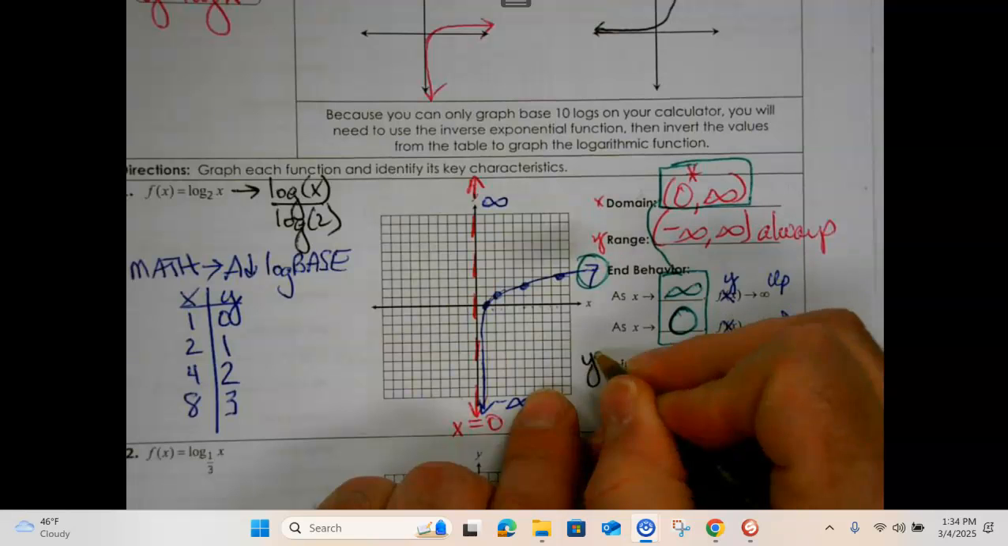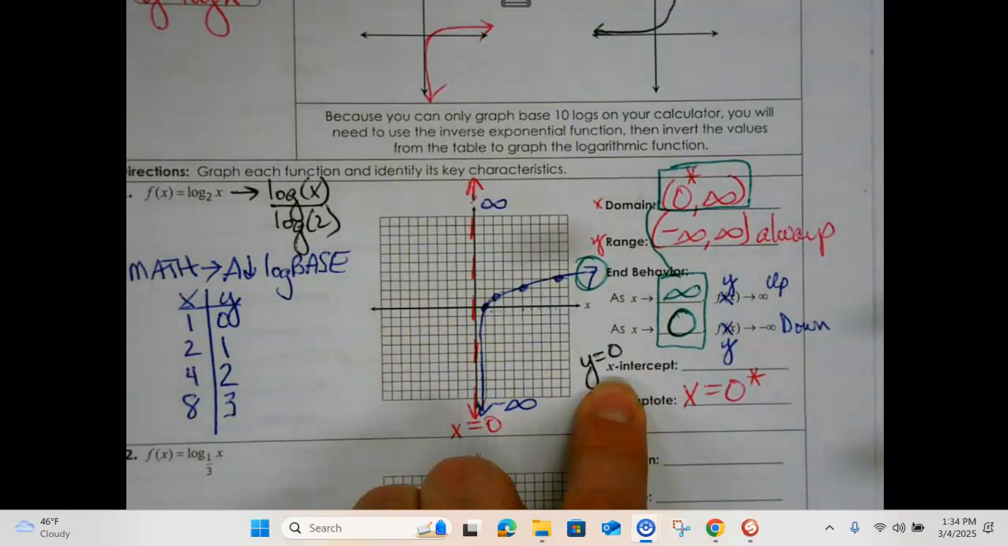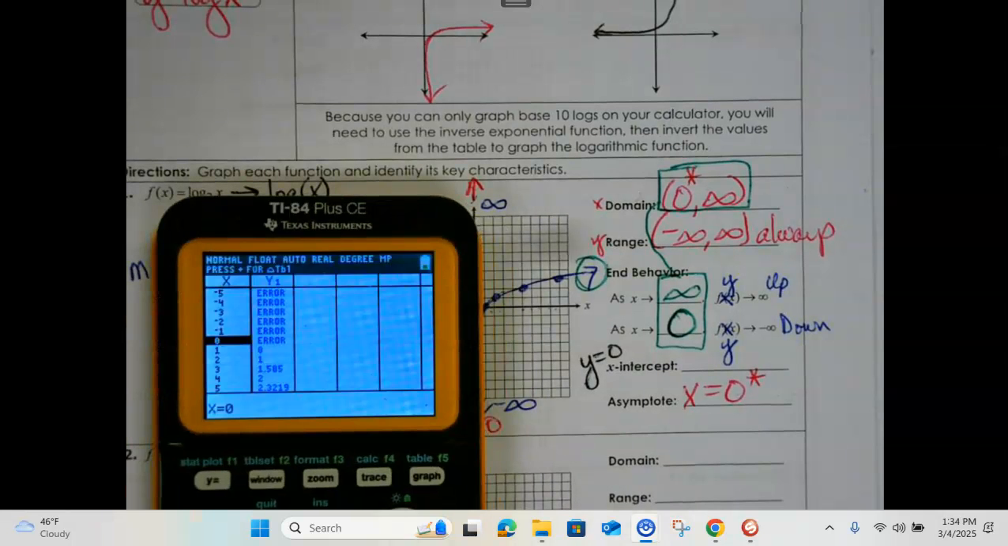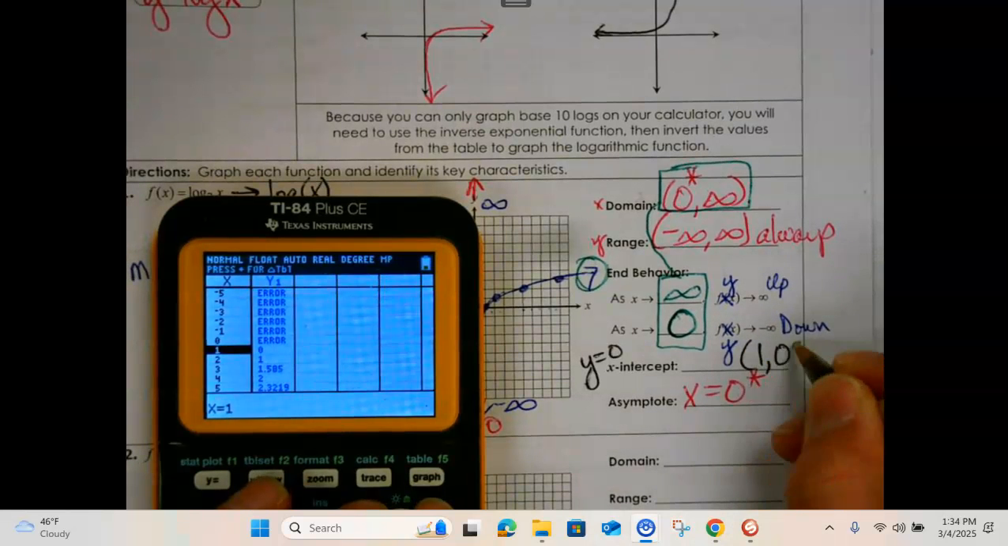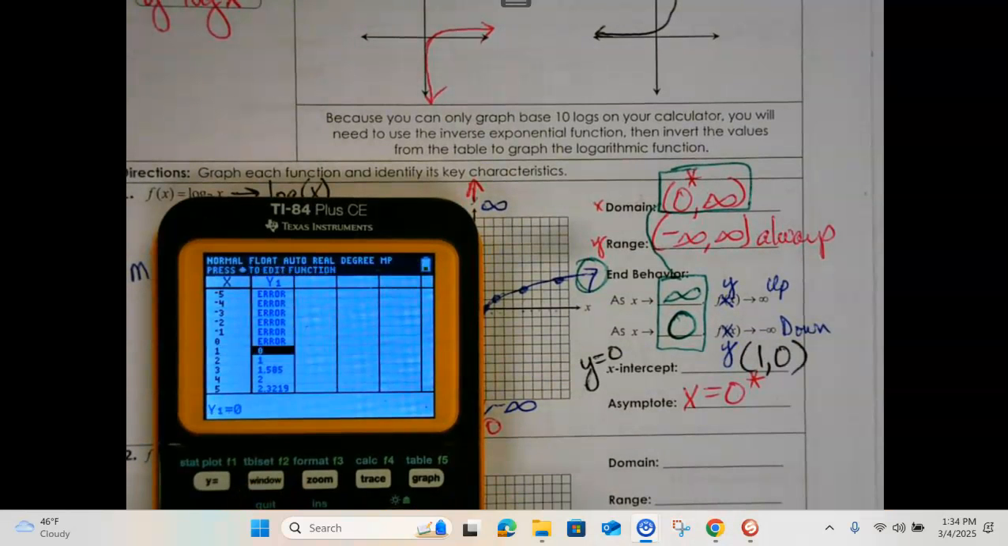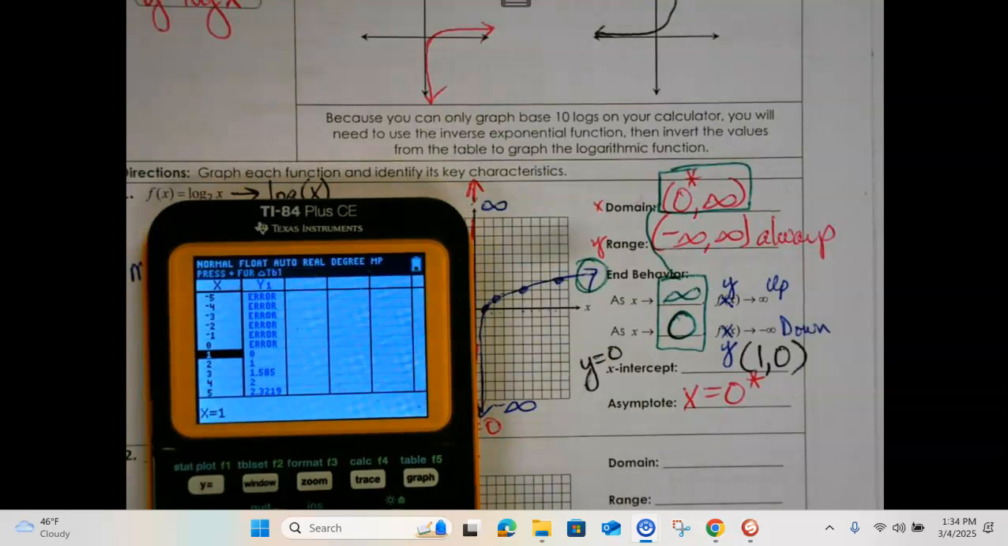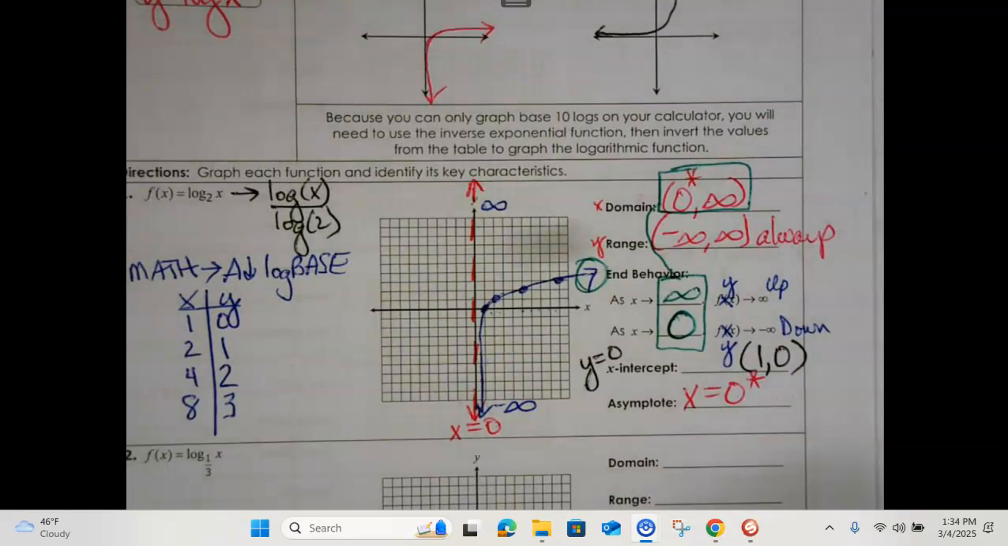And then our x-intercept is going to occur when y equals 0. So I'm going to go to my chart. I'm going to find where y equals 0. And that coordinate point, okay? Not x equals 1, it's not another asymptote, it's a point. And I'm just gonna steal that from my calculator. And that's gonna be it.